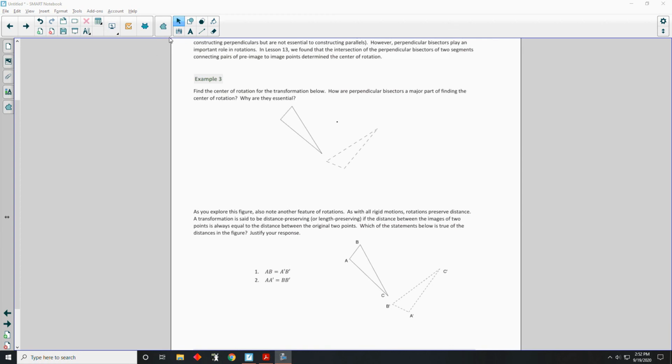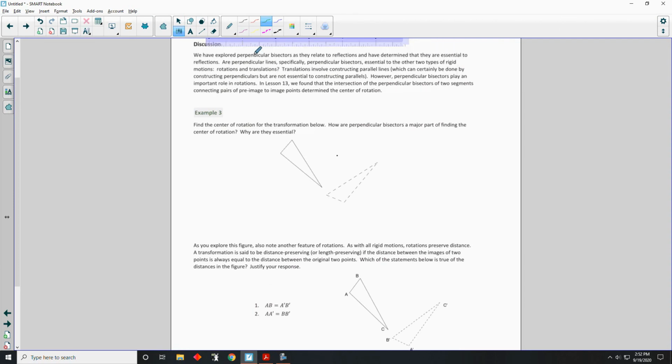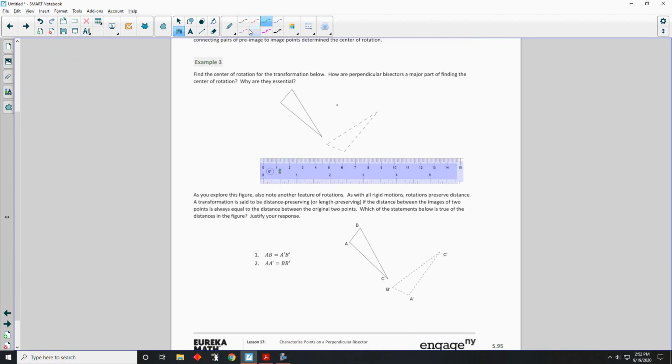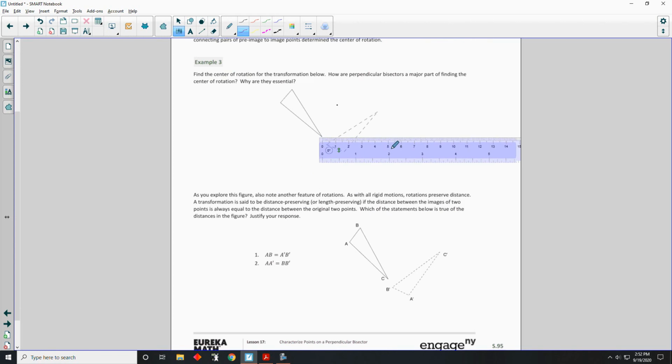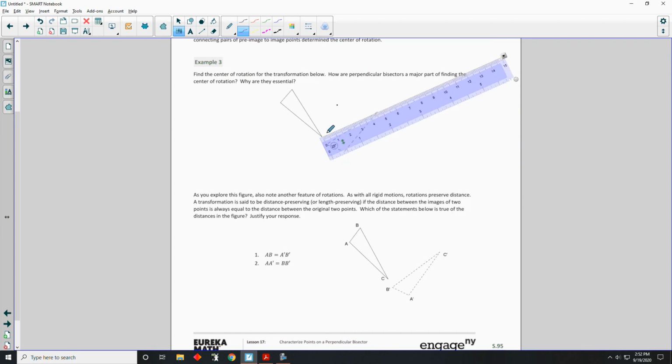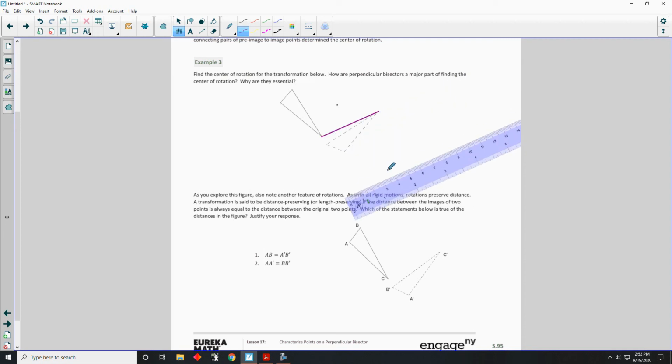Okay, so I'm going to draw a segment. Now I should do this with the ruler, and I will. So here's what we do. We get a ruler, and let's do it in purple. So we're going to take the vertex of this triangle, this point right here, and we put our ruler right on it, rotate it to the other, and draw a segment from pre-image to image. Now I made that a little bit too long.